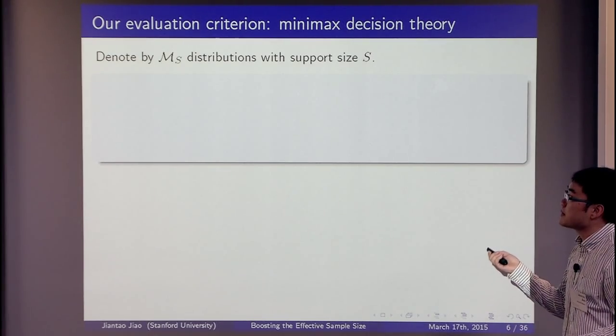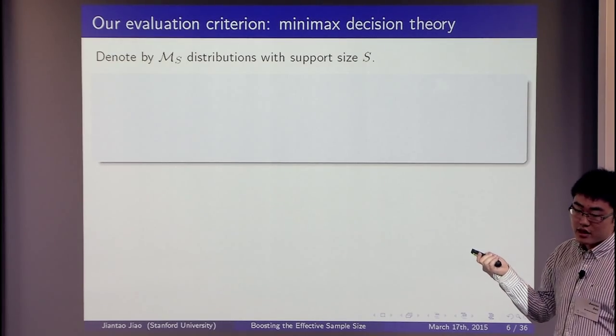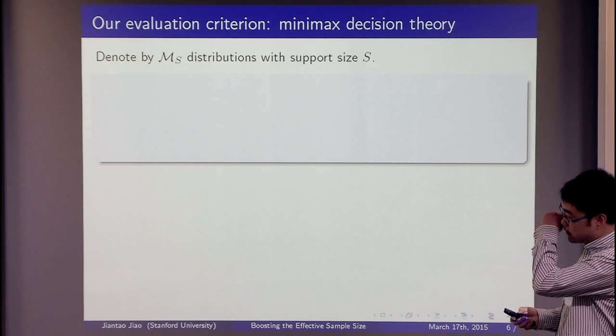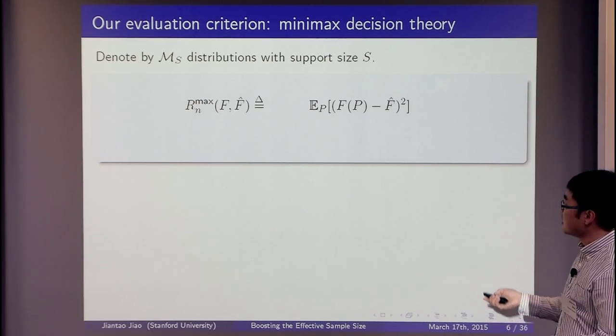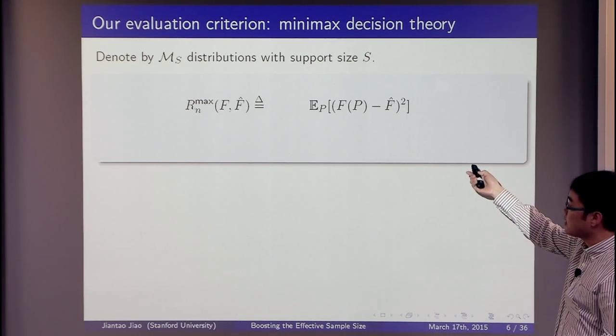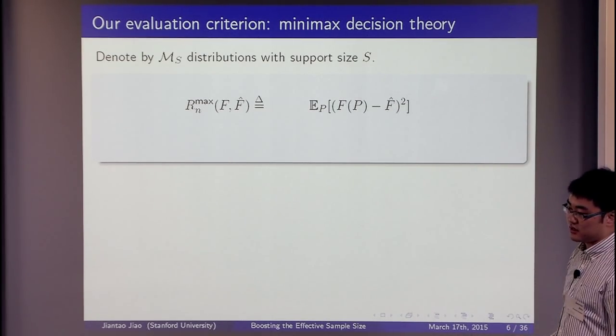And before talking about our optimal schemes, we need to discuss our evaluation criterion. We use the standard statistical decision theory framework. We denote by M_S all distributions with support size S. We define the quantity called the risk function. Supposing we estimate F(P), I use F hat. The risk function of F hat is defined like this.